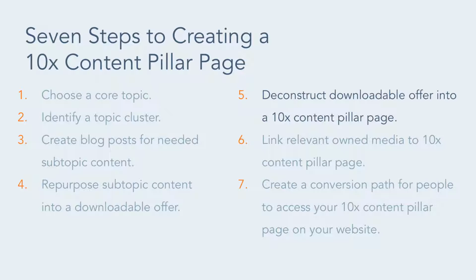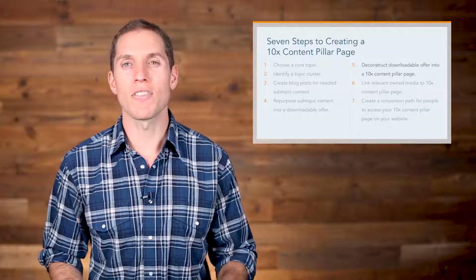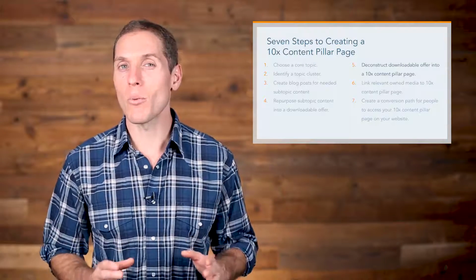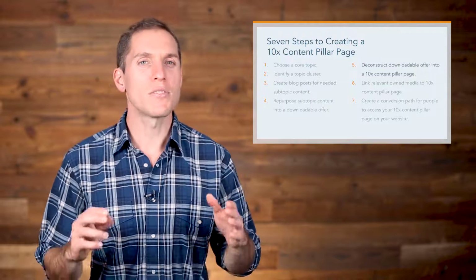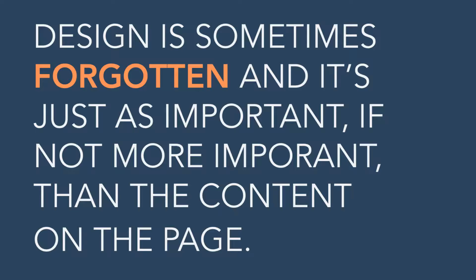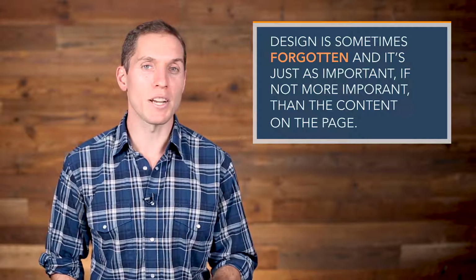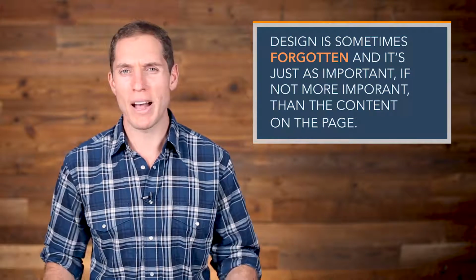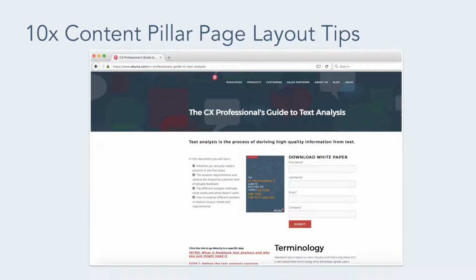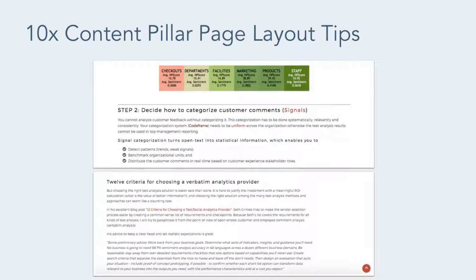Fifth, Atuma deconstructed their downloadable offer into a 10x content pillar page. Atuma took the same content offered in their guide and formatted it to fit on a website page. We all know content is king. Matt Cutts, formerly with Google, coined this phrase many years ago. But design is sometimes forgotten, and it's just as important, if not more important, than the content on the page. You want people to have a positive experience when they're reading your content. Think about the last bad experience you had at a restaurant you visited. Did you go back? To make sure your 10x content pillar page provides a positive experience, check out these 13 layout tips outlined on Atuma's example.